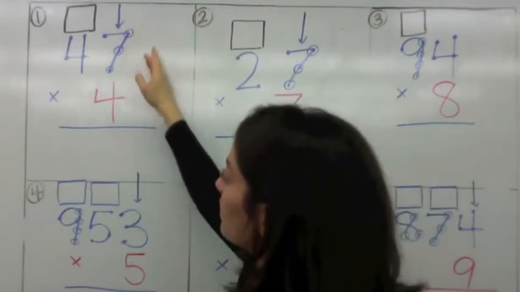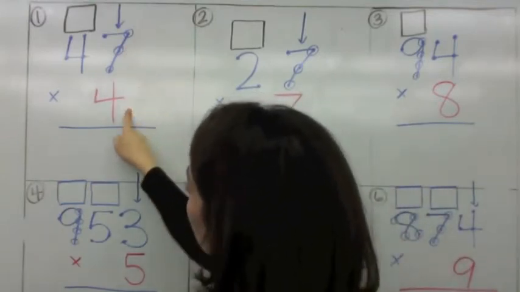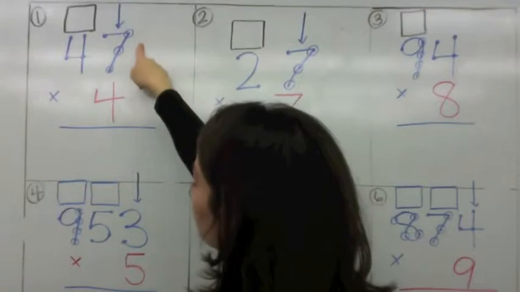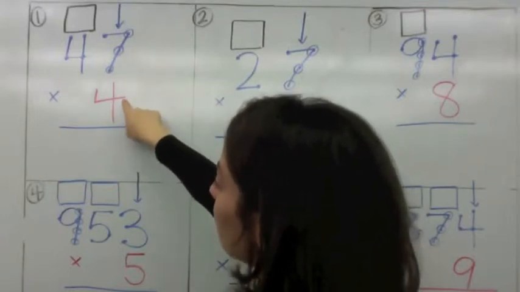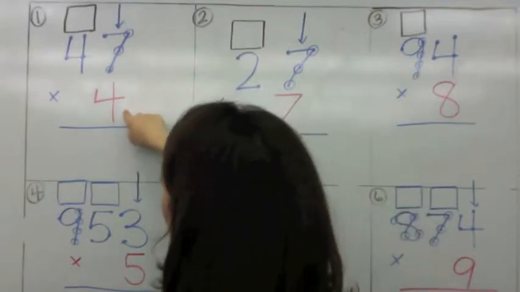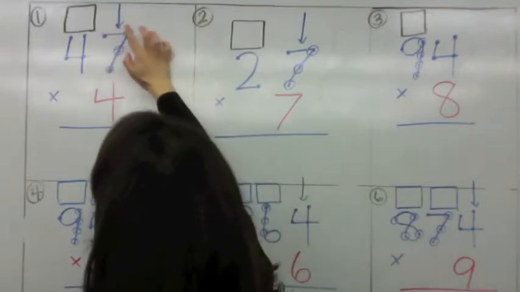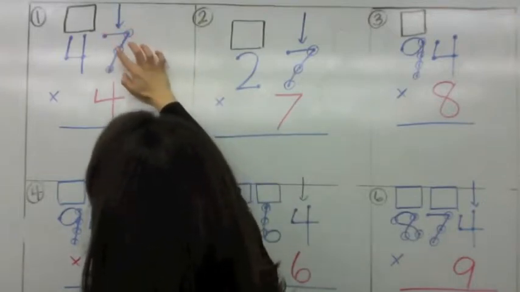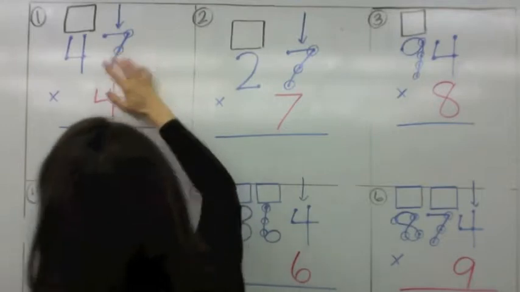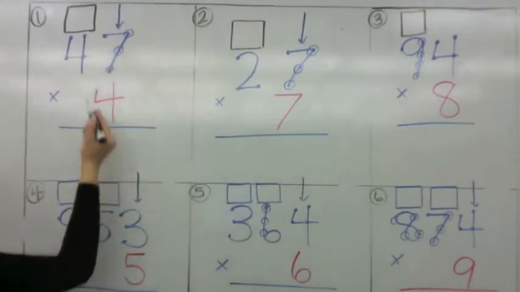So we're going to start with the ones place. We're going to say, what is 4 times 7? And if you don't know, you can skip count by 4 with me. It goes 4, 8, 12, 16, 20, 24, 28. So you're going to write the 28.